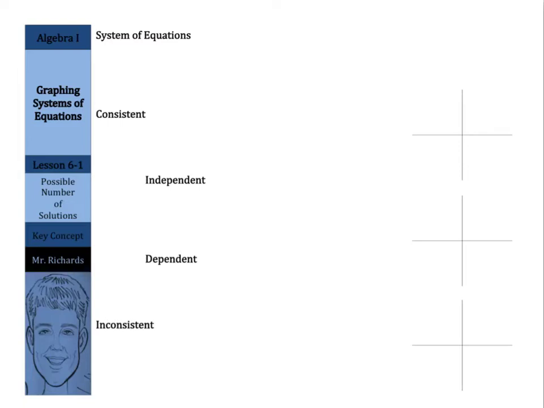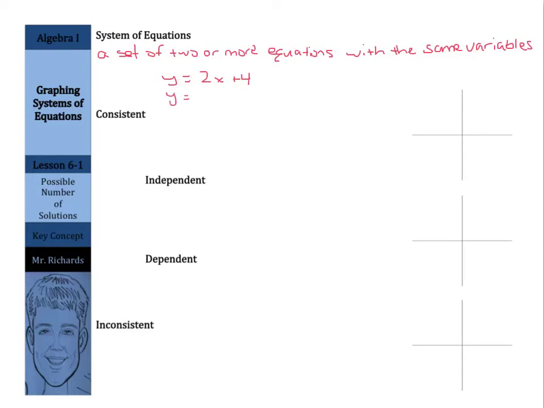Now, a system of equations can be defined as a set of two or more equations with the same variables. For example, y equals 2x plus 4 and y equals negative 2x plus 4. Just one of many examples of systems of equations.